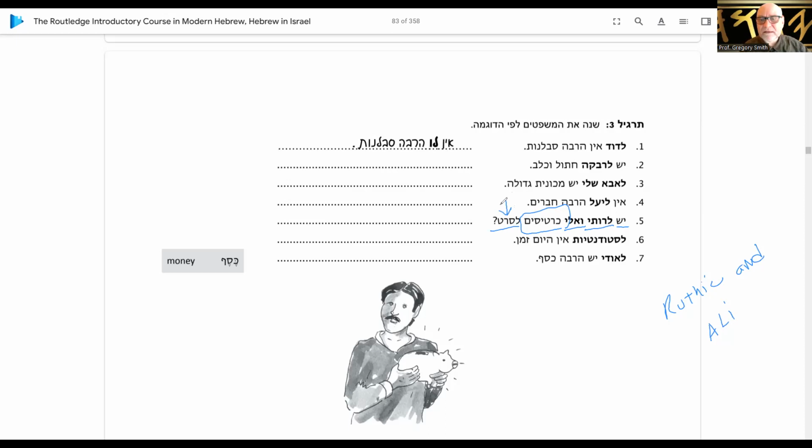Kartisim laseret. Okay, so now instead of Ruthie and Ali, we have a female and a male here. So we're going to use them. So I think it's going to be yesh lahem. So let's try that. So it's going to be them. Kartisim.